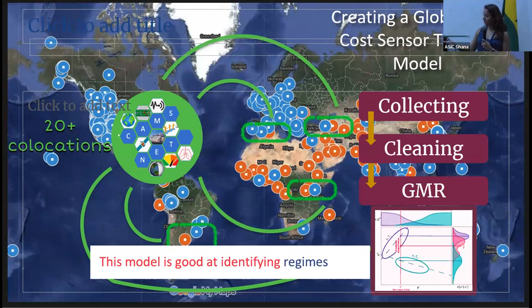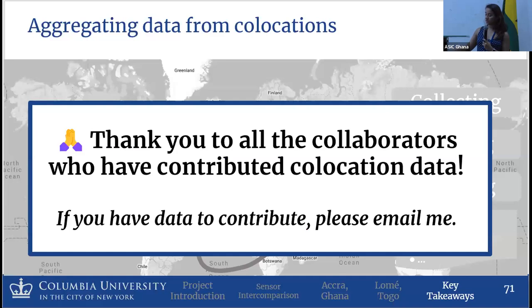So some of this is happening thanks to the efforts of different members of the CAMSNet network. We're collecting, cleaning, and then applying the GMR, the Gaussian mixture regression model, to these different co-locations. This model specifically is very good at identifying those different regimes, like high temperature, low humidity, etc.